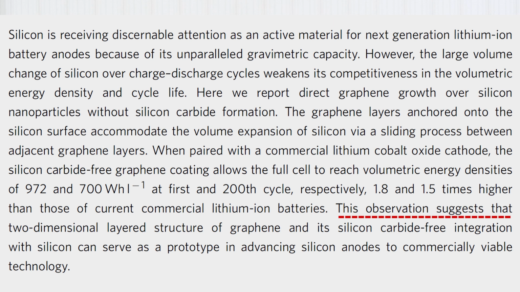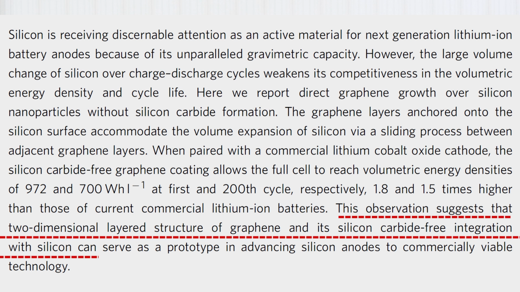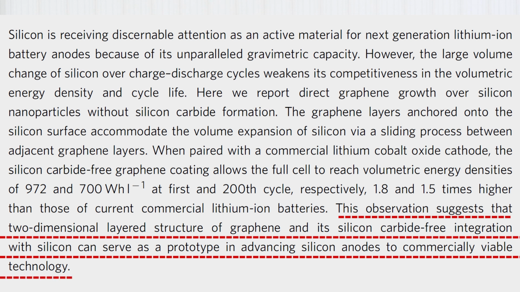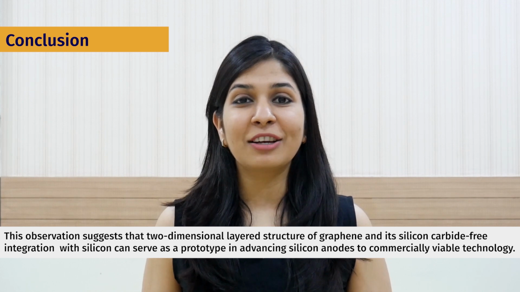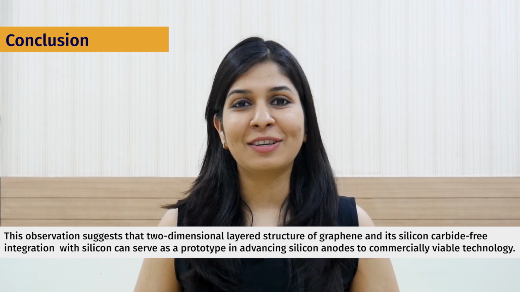Finally, coming to the last statement. "This observation suggests that two-dimensional layered structure of graphene and its silicon carbide-free integration with silicon can serve as a prototype in advancing silicon anodes to commercially viable technology." This statement is the last and final component of abstract writing, which is the conclusion. In conclusion, the authors have spoken about the advantage of their research and how their study will add value to the existing lithium-ion battery research that is happening. Similarly, when you are writing your abstract, try and speak about the broader applications and implications of your study and how your research will make a contribution to society.